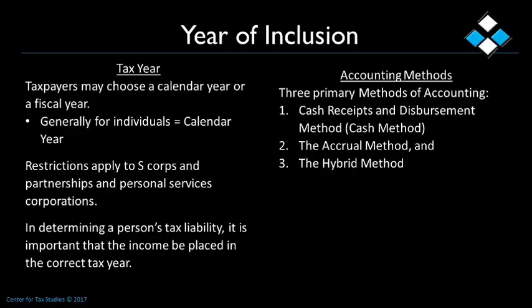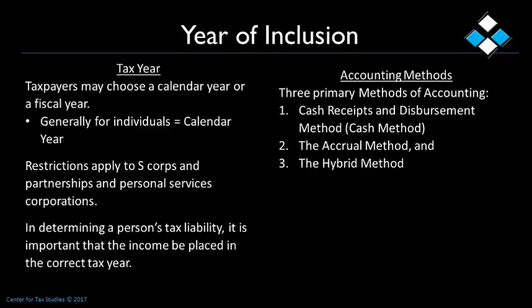But in determining a person's tax liability, it's important that the income be placed in the correct tax year. And the idea here is that you must do it according to what sort of accounting method you use, because the taxing authorities do not want you to try and shift income into periods where there is a lower rate. So if you make more money in 2017 than you do in 2016, they don't want you to shift some of that money to 2016 to get a better tax rate.